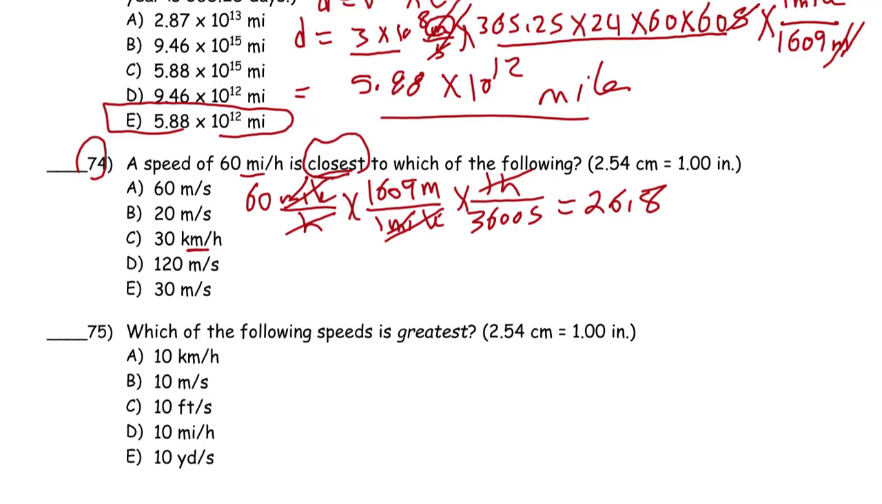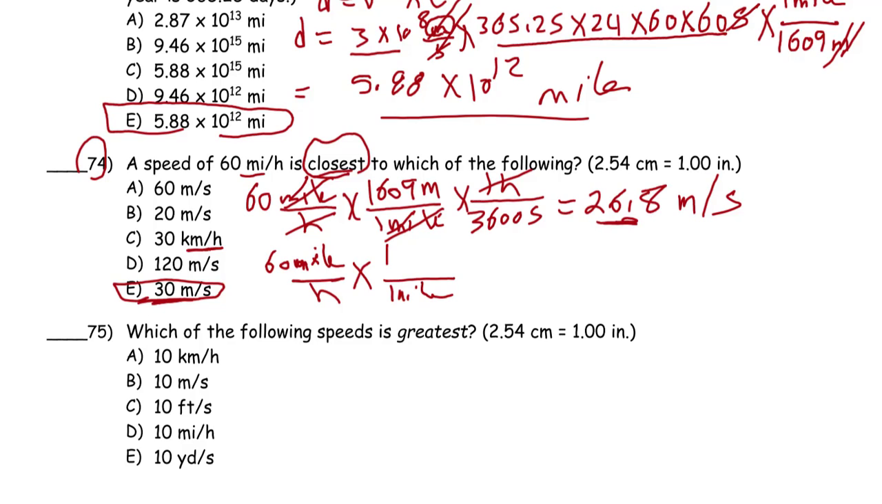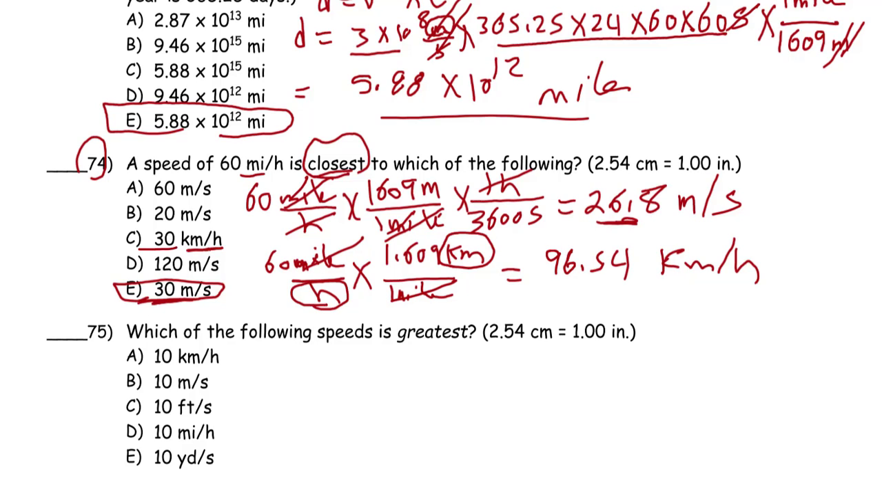He said closest, okay? The unit is meter per second. If you are not sure and you want to try the kilometer per hour, the answer must be 20 or 30. 30, right? Because it is close to 30. But let's try converting 60 mile per hour to kilometer per hour to be sure this is not the right answer. 1 mile equals 1.609 kilometer, right? Mile goes with mile, so the unit will be kilometer per hour. You will find the answer will be 96.54. So note this answer. So this is the closest, 26.8, closest to 30 meter per second. So the answer is E.